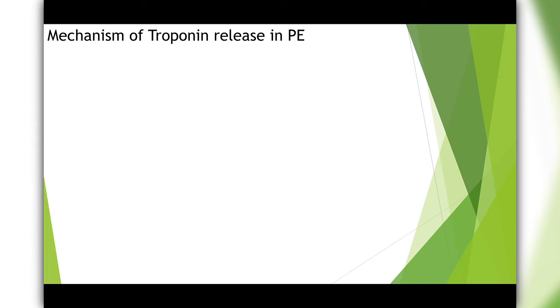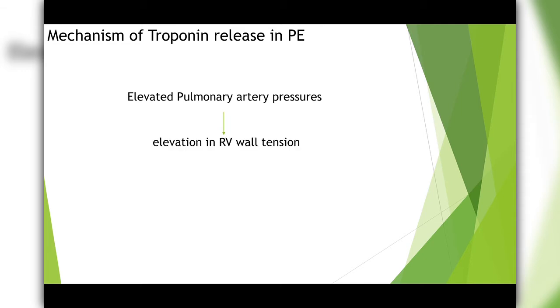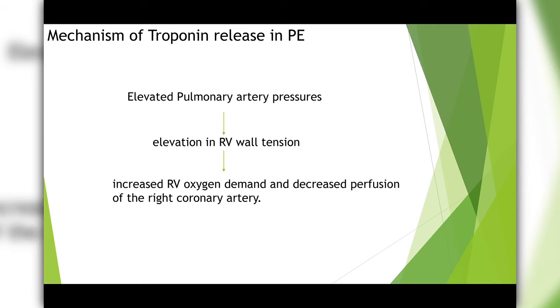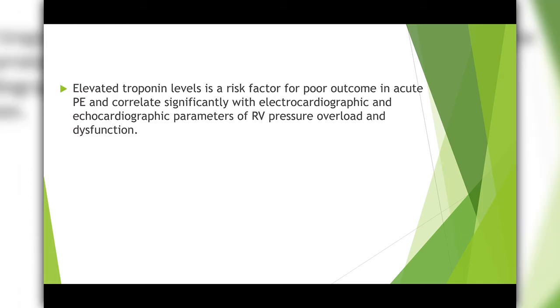Why is troponin elevated in PE and what is its significance? Elevated pulmonary artery pressures causes increase in RV wall tension, which in turn increases right ventricular oxygen demand and reduces the perfusion of right coronary artery. Elevated troponin levels is a risk factor for poor outcome in acute PE and correlates with ECG and echo findings of RV strain.